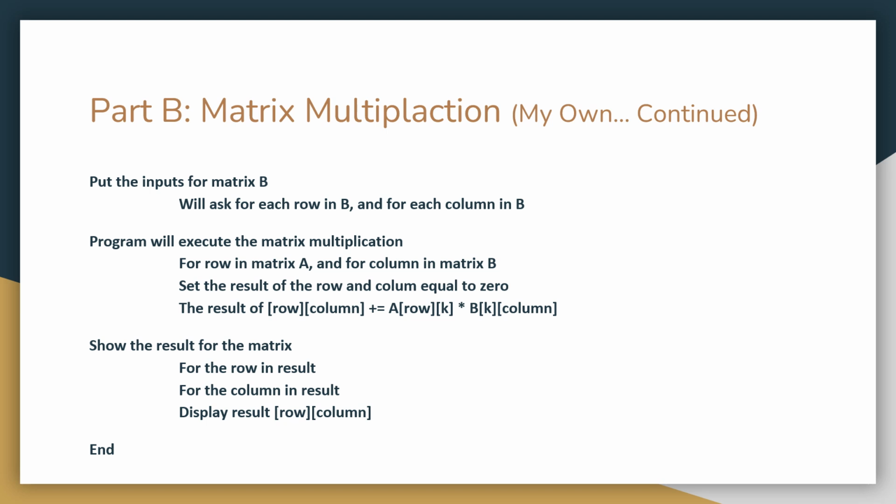And now the program will execute the matrix multiplication. In order for it to do this, it's going to combine them, but it's also going to initialize the result of the position at 0. So set the result of the row and column equal to 0. When that is set, it's going to use a loop to compute the sums of the elements. And when it does that, it will show the result for the matrix, which is multiplied between A and B. It will show for the row and the results, for the column and the results, and overall display the result with the rows and columns that you have put.